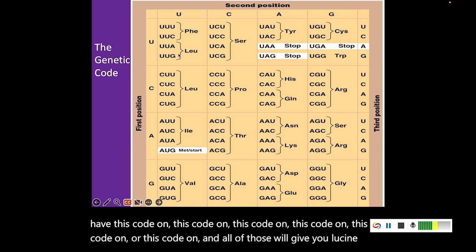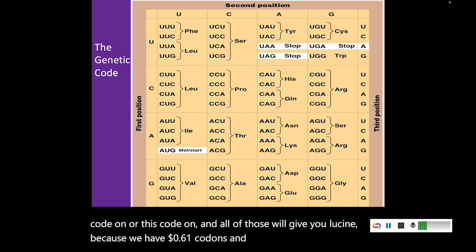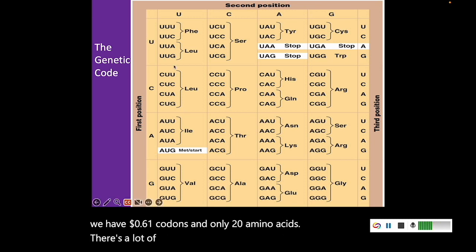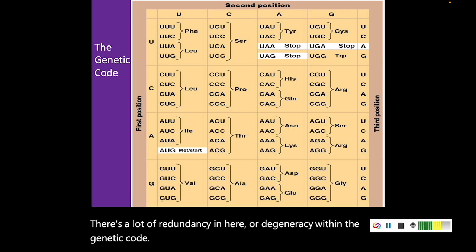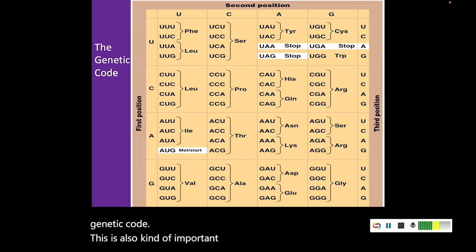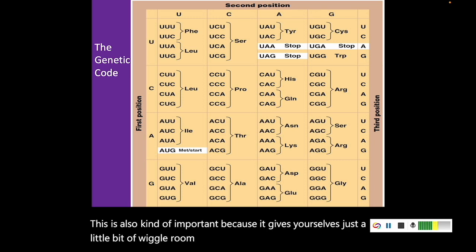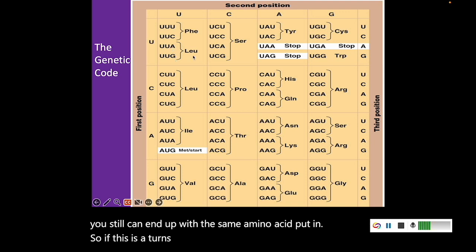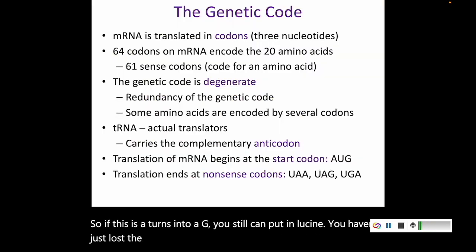Because we have 61 sense codons and only 20 amino acids, there's a lot of redundancy in here, or degeneracy, within the genetic code. This is also kind of important because it gives your cells just a little bit of wiggle room. Just a little bit of mutation can happen where you still can end up with the same amino acid put in. So if this A turns into a G, you still can put in leucine. You haven't just lost the protein that you were making.